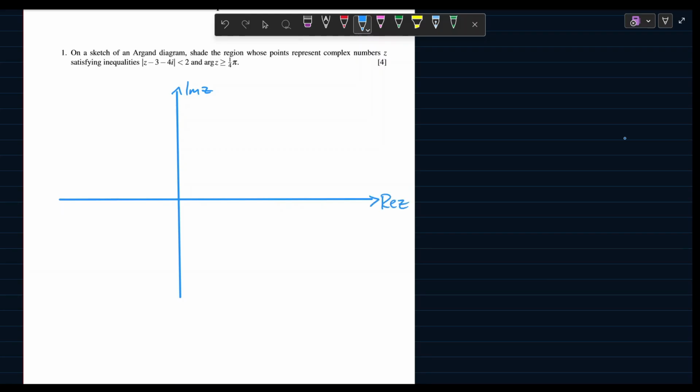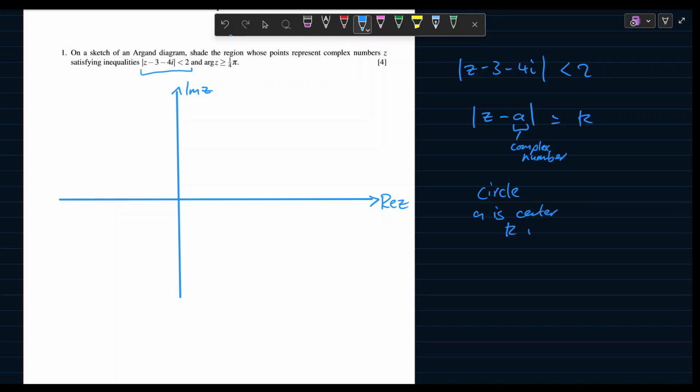Okay, so we'll start with this first inequality. So that's the modulus of z minus 3 minus 4i, and this is less than 2. We know that if we have anything of the form modulus of z minus a, where a is a complex number, and this is equal to k, this is going to be a circle where a is the center, and then k is the radius.